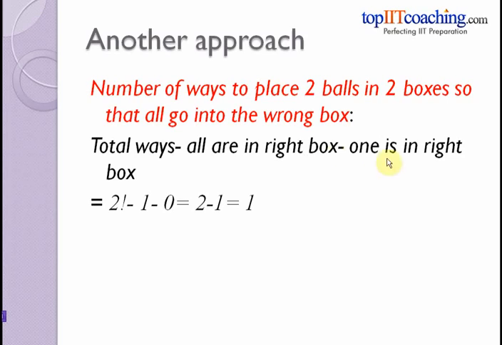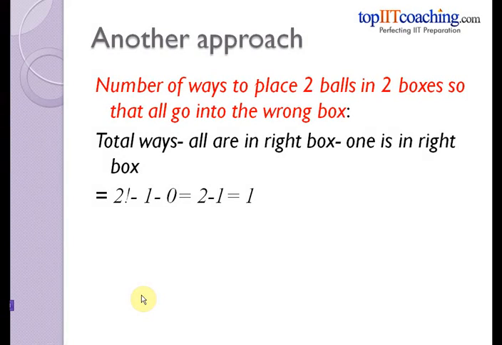Now the case 1 is in the right box. If I say that I have placed one ball in the right box, then the second ball will automatically be placed in the right box. So these two cases, all are in the right box and one is in the right box, are actually the same. So we count them as 1. Thus the total number of ways is equal to 2 factorial minus 1 minus 0, and that is equal to 2 minus 1, or equal to 1.